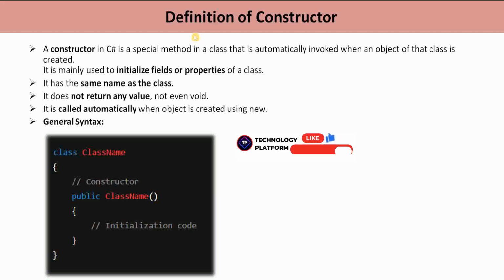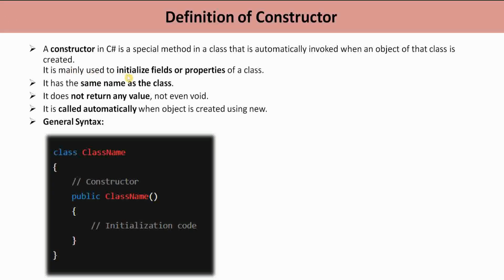First, we have the definition of a constructor. A constructor in C# is a special method in a class that is automatically invoked when an object of that class is created. So a constructor is a kind of special method. While creating an object, or an instance, of that particular class, it is automatically invoked. Suppose we do not provide any constructor to that class, then the compiler will create a default constructor by itself. And if we want to create our own constructor, then we can do that also.